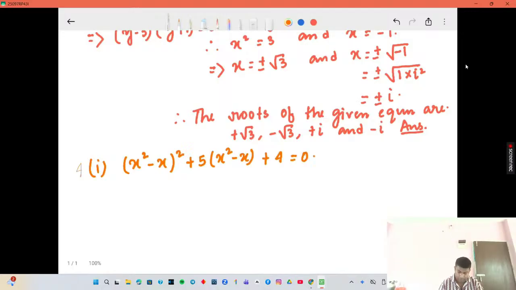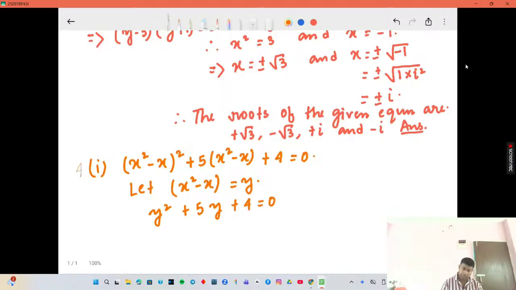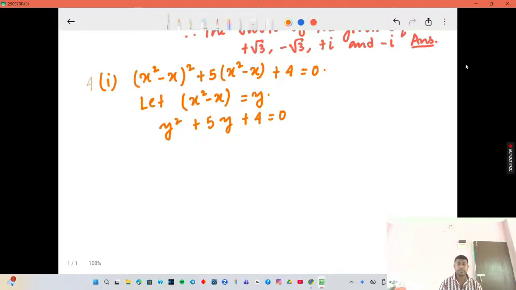Now, how can we solve this question? So, we have to take let x square minus x is equal to y. So, now we have to put the value of x square minus x in this given equation. After putting, we get y square plus 5y plus 4 is equal to 0. Now we will solve this quadratic equation. Now you can see the simple form of quadratic equation has come. Okay, now we can solve it easily.